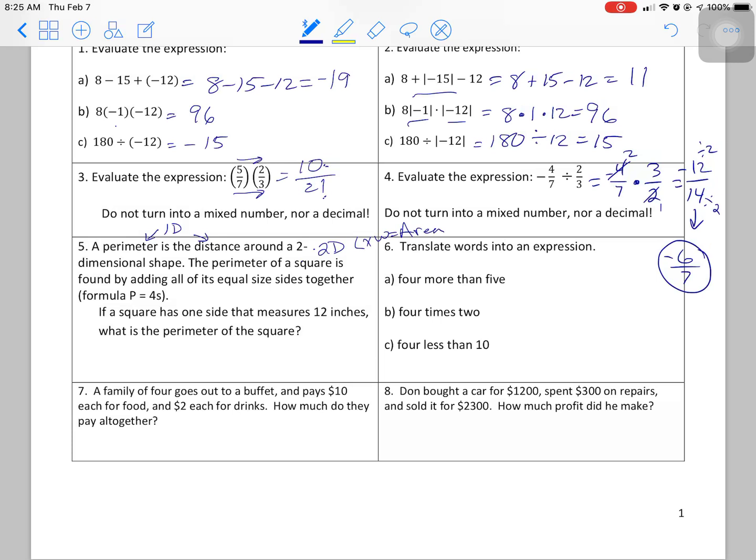And then this is the perimeter of a square. This is the formula of a square. If it tells you that one side is 12, that means this side's 12, this side's 12, and this side's 12. So the perimeter is the distance around, so 4 times 12 is the perimeter, which is 48 inches. If we wanted the area, the space in the middle would be the area, which is the length times the width. And if it's a square, it would be 12 times 12, or 144 square inches is the area. Okay.